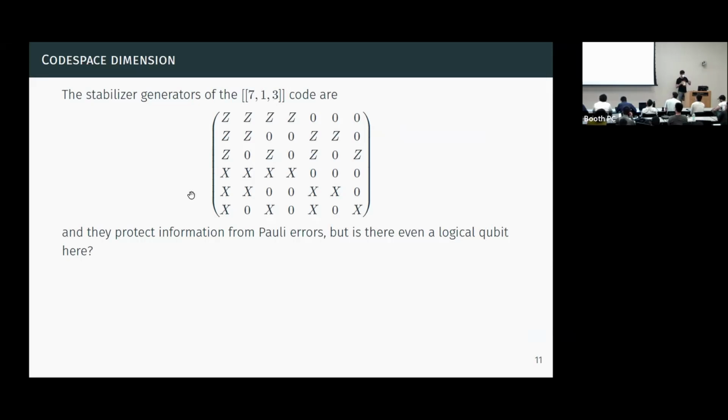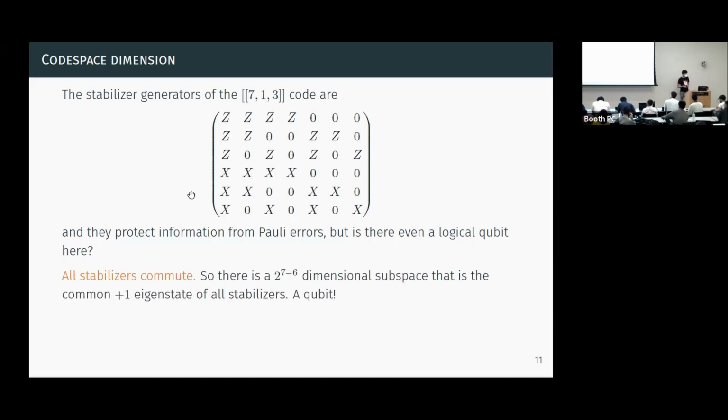So now we just put together all the rows into a big matrix. These are the stabilizer generators of this 7-1-3 code, and they protect our information from these Pauli errors, as I've claimed. I haven't proven it to you. But maybe more importantly, do we even have room in our code to encode logical information? We had a lot of questions related to that, and the answer is yes.